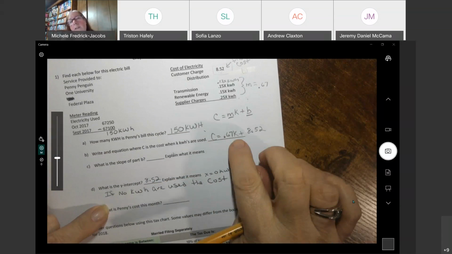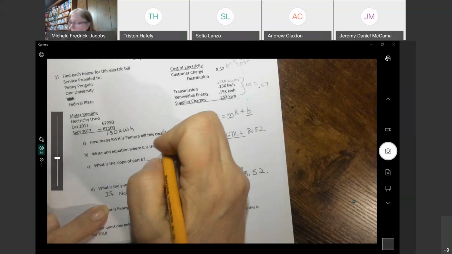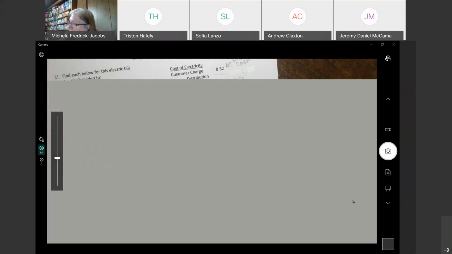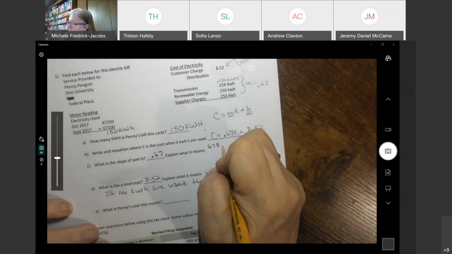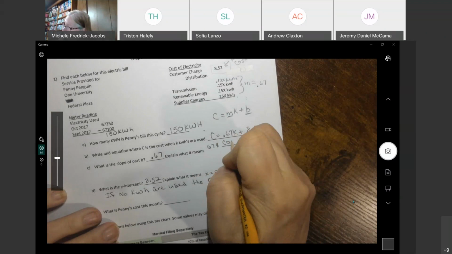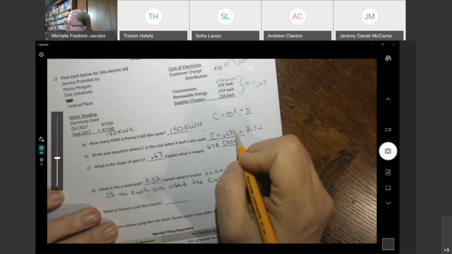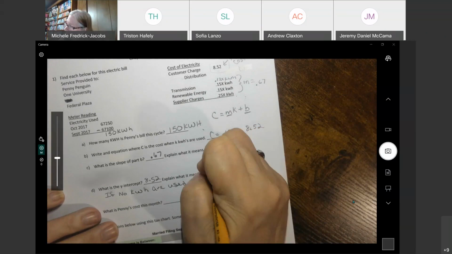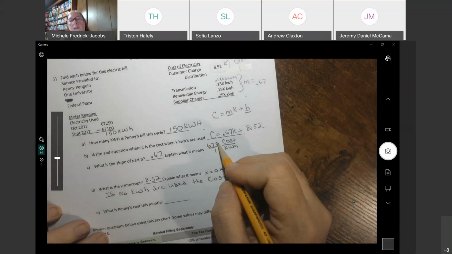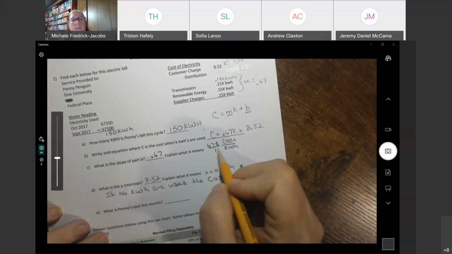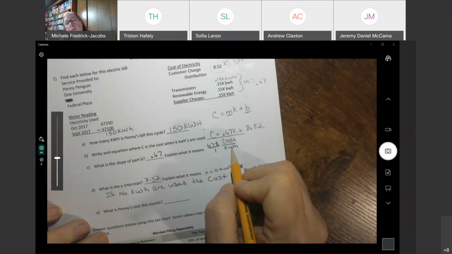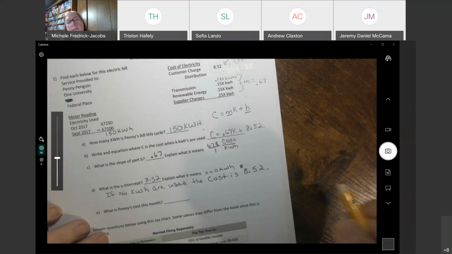The 67 cents is the slope. I'm going to use cents. Remember, slope is our change in y, y is the cost, over our change in x, and x is the kilowatt hours. I changed this to cents since I wasn't using any dollars. It's easier to talk about it in cents. So it's saying each additional kilowatt hour, my cost goes up by 67 cents.